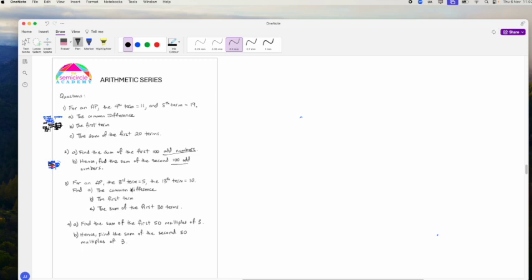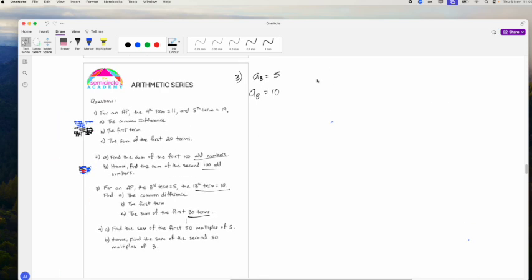Now we see in here that for our AP, the third term is 5, so A3 is 5. The 13th term is 10, and this is number 3 we're talking about here. So A13 is 10. We have to find the common difference, the first term, and the sum of the first 30 terms. We know that the nth term of our AP is a plus n minus 1 d.